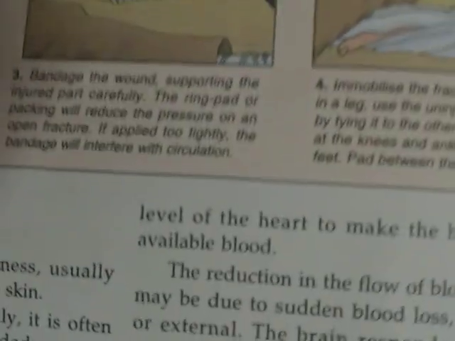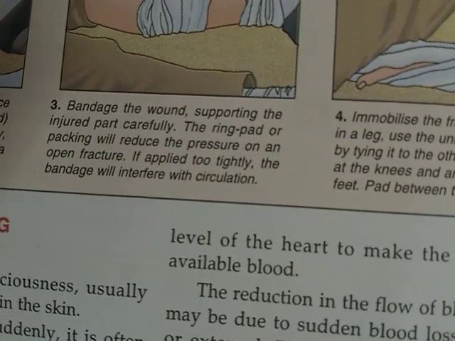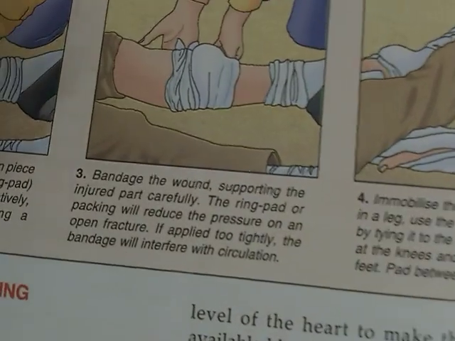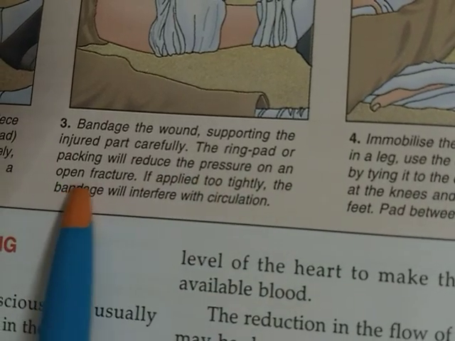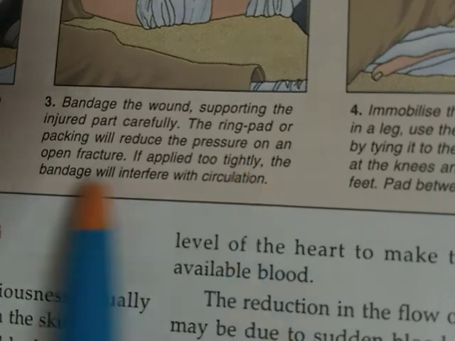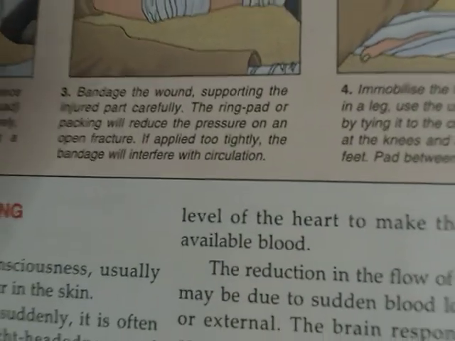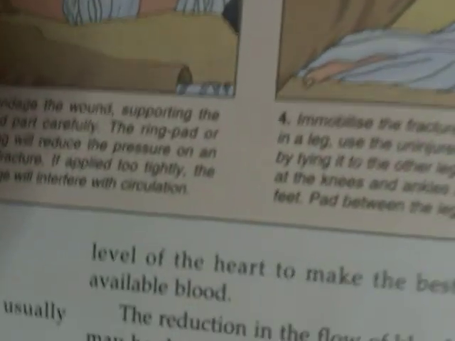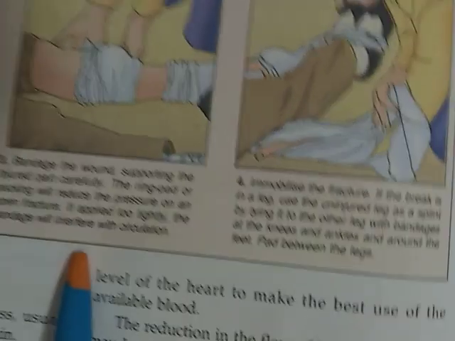Then third point, bandage the wound supporting the injured part carefully. Then you have to bandage that wound. The ring pad or the packing will reduce the pressure on the open fracture. If applied too tightly, the bandage will interfere with the circulation. So whatever bandaging you are doing, that should not be too tight so that it will interfere with the blood circulation.